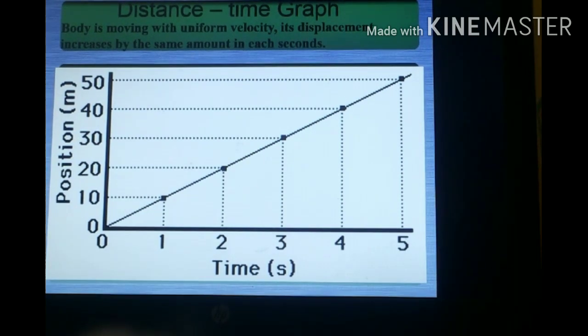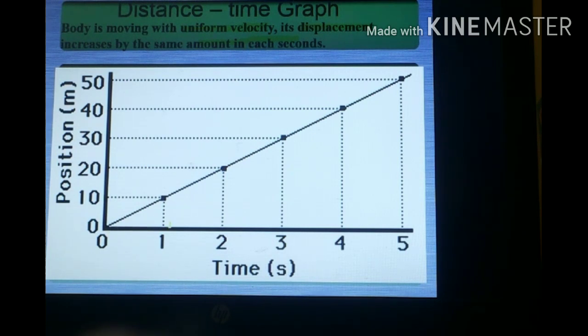Next one, the body is moving with uniform velocity. What do we mean by uniform? Uniform means constant velocity. The displacement is increasing by the same amount in each second. You can see this is the time axis or x-axis, and this is the y-axis or position axis or distance axis. You will see that after 1 second the distance or position traveled is 10 meters, another 1 second, another 10 meters, and it goes on and on. So you can see that it is traveling equal distance in equal intervals of time.